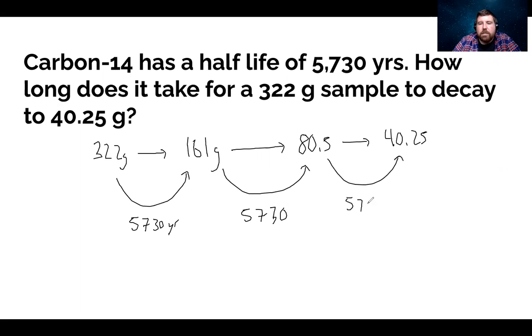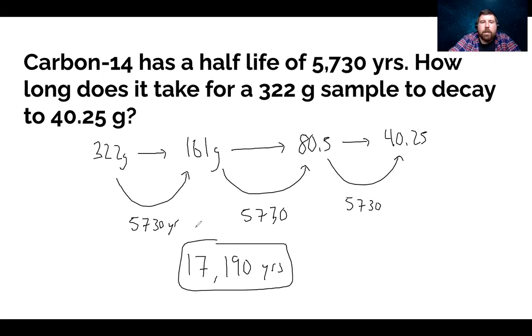That's another 5,730 years. So basically, 5,730 times 3 gets us 17,190 years. Basically, this is how long it would take for my radioactive carbon to decay from a 322-gram sample to 40.25 grams. This process, once again, right here, is determined by just taking your initial mass and cutting in half over and over and over again until you get your desired mass.